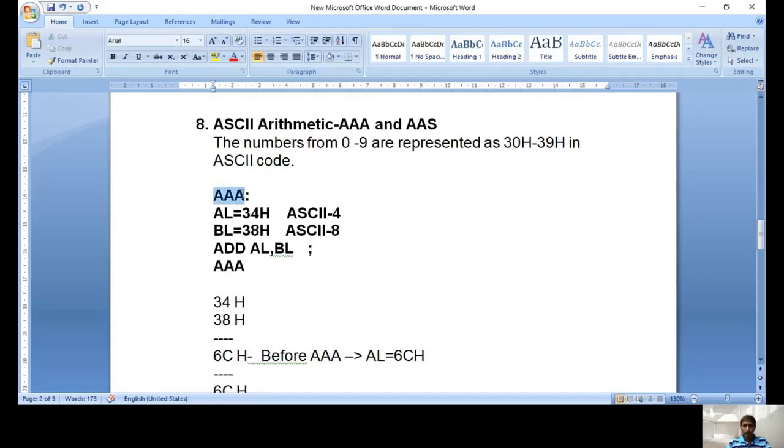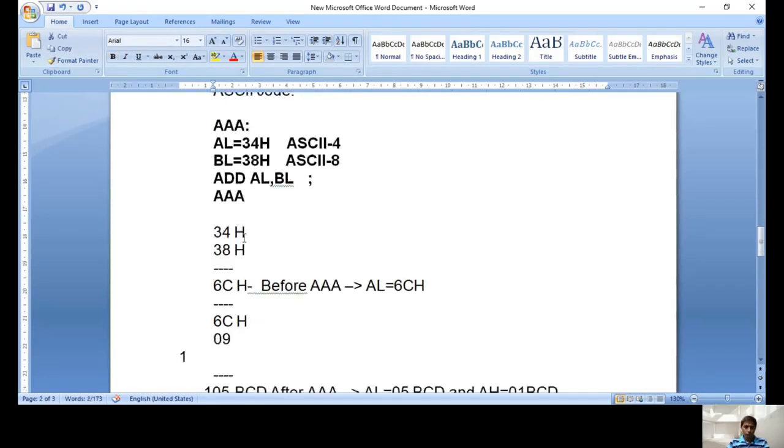In the AAA instruction, remember the number should be in the range of 30H to 39H only. Those come under the ASCII codes of 0 to 9. In this example, I am taking two hexa numbers in that 30 to 39 range. One is AL, which is 34H, the equivalent ASCII is 4. Similarly, BL is 38H and the equivalent ASCII is 8. Now I am adding AL with BL, and then I am executing AAA.